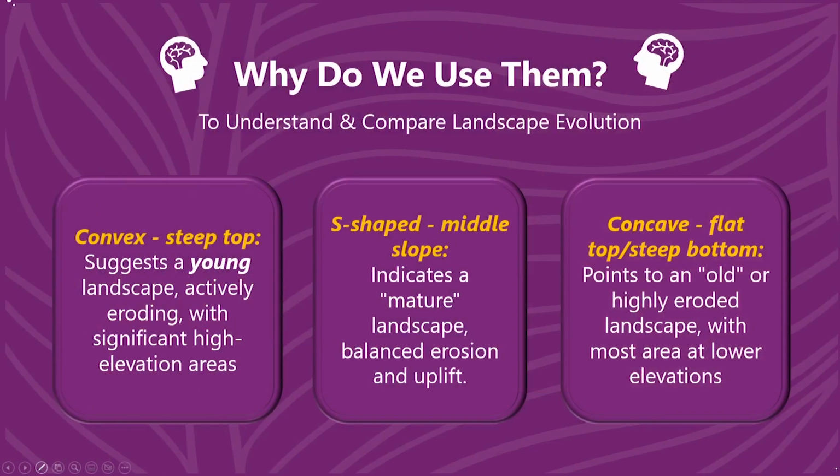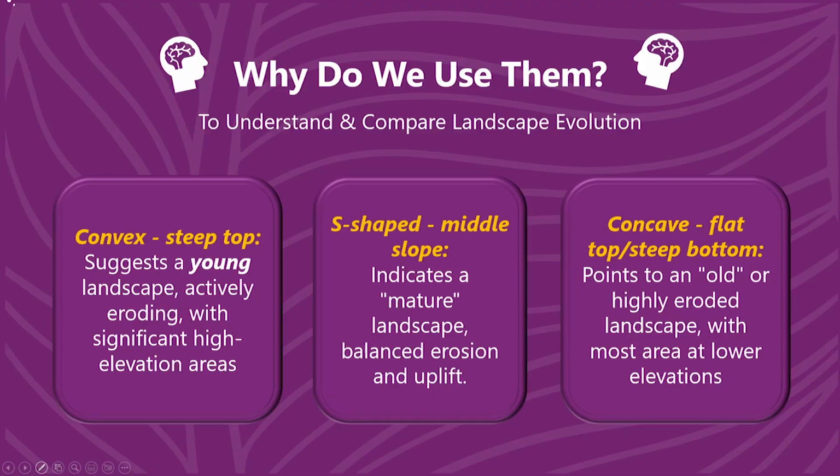So, why do we use hypsometric curves? Hypsometric curves will allow us to understand and compare how landforms have gradually evolved. How can just a curve explain things, you might wonder? In simple terms, a hypsometric curve has three distinct shapes. One is a convex curve. In the case of a convex curve, the top is steep. In such cases, it suggests that the landform is young, in the early stages, and hasn't been eroded much.